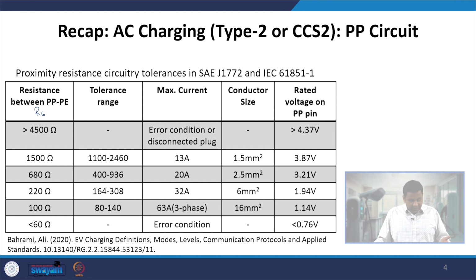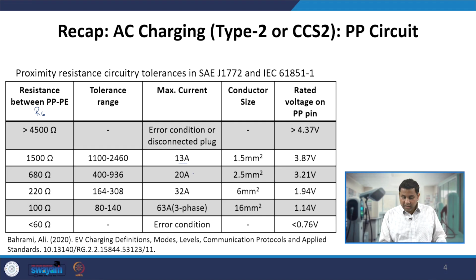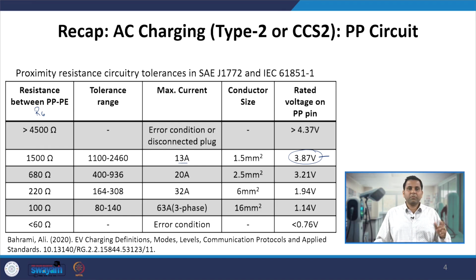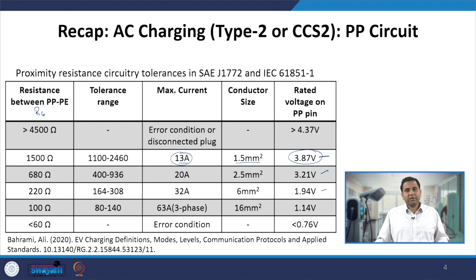If it is 1500 ohm, then it indicates it is the 13 ampere plug. The control in the vehicle comes to know this by sensing the voltage at the PP pin with respect to the protective earth pin, and when it gets the voltage 3.87, it knows that the R6 value is 1500 ohm, and that corresponds to the 13 ampere AC plug having a wire cross section of 1.5 square mm. Similarly, for other resistances you will obtain different values at the PP pin, and then you can back calculate and identify which charging plug has been plugged in.